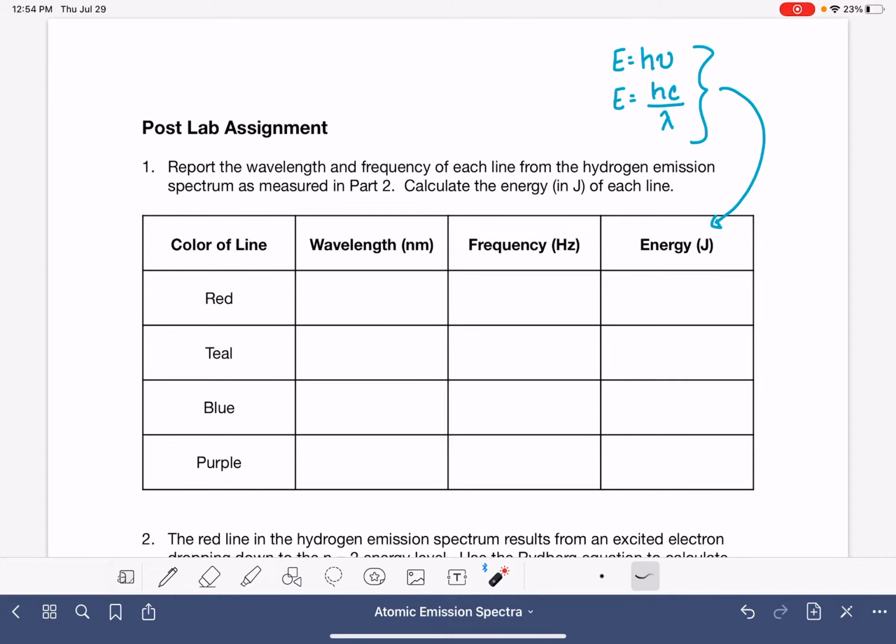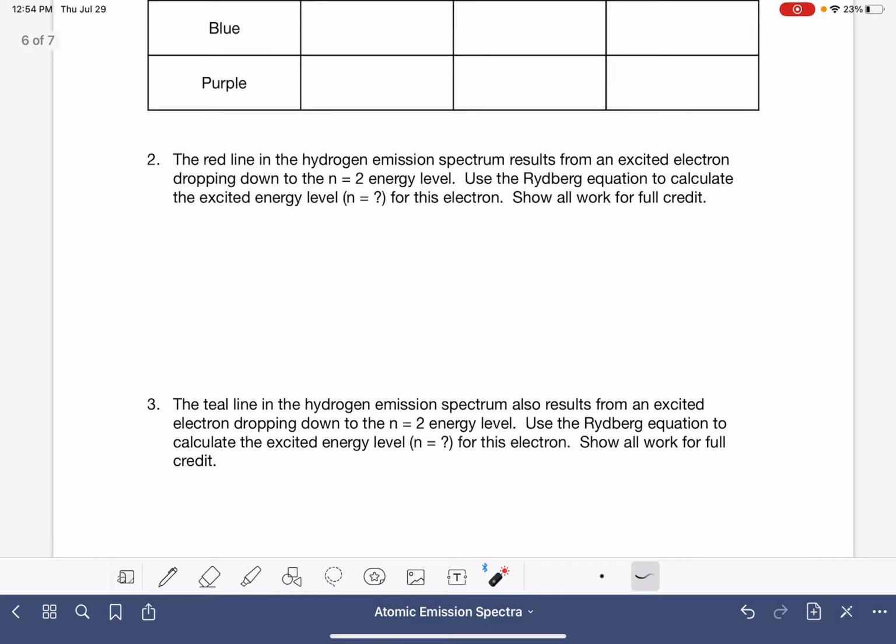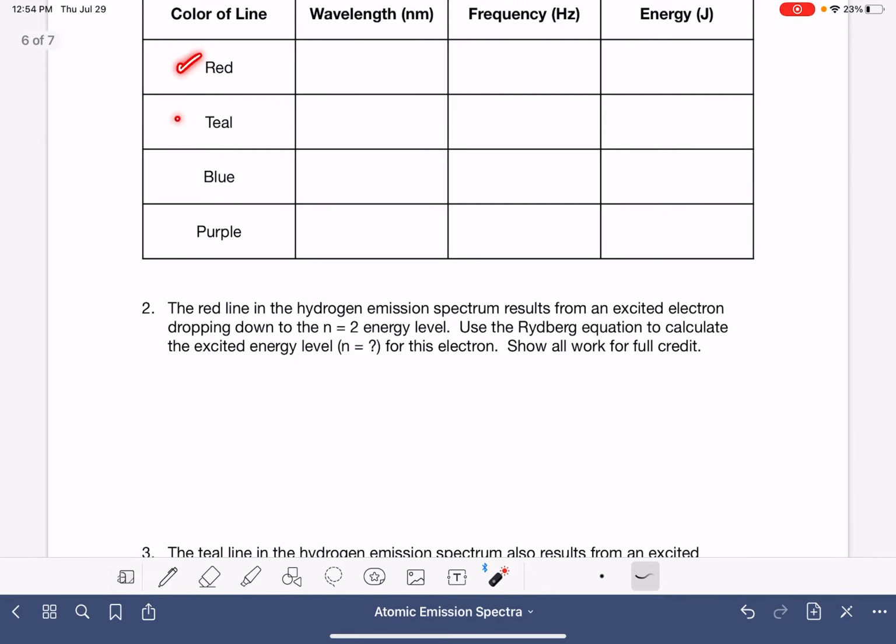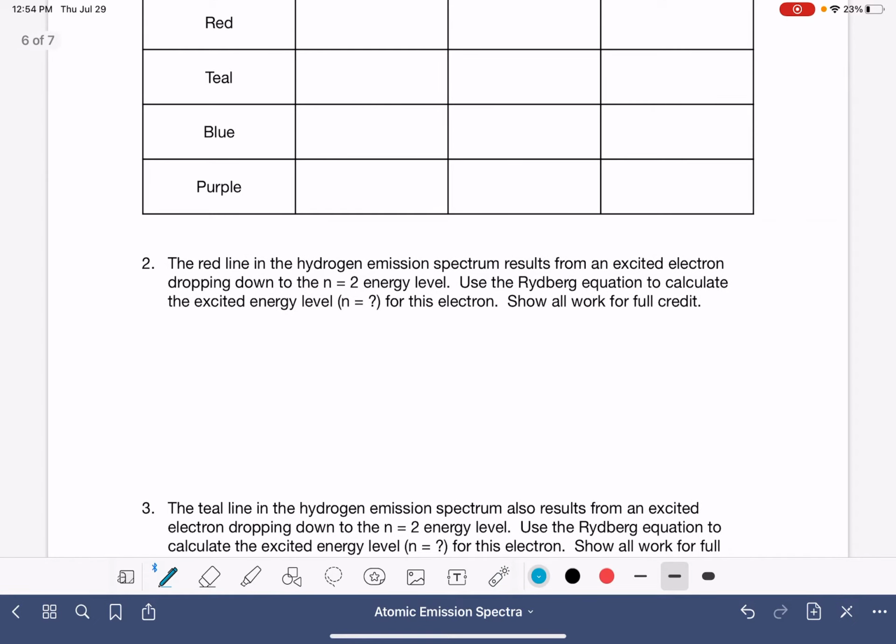The next 2 problems are going to have you using the Rydberg equation to do some calculations on the red line and the teal line that you observed. The Rydberg equation, you have that in your notes, but just as a reminder, this is saying that the change in energy is negative 2.18 times 10 to the -18 joules times 1 over n final squared minus 1 over n initial squared. That's the Rydberg equation. And the goal in this problem is for you to calculate the excited energy level.